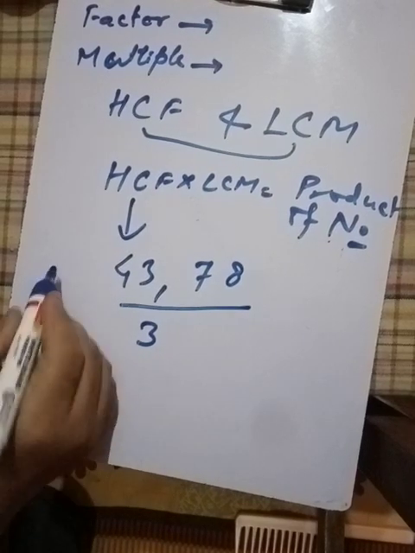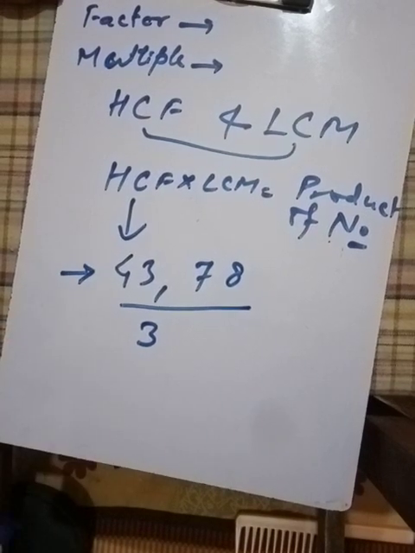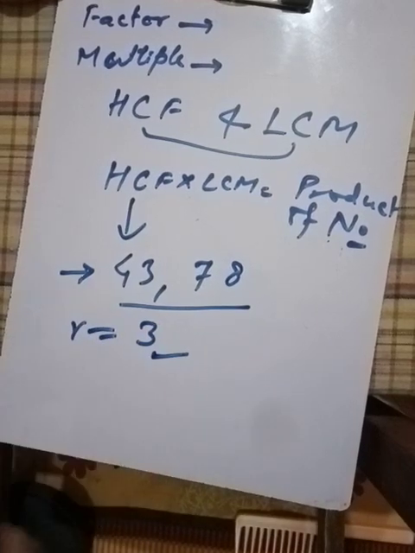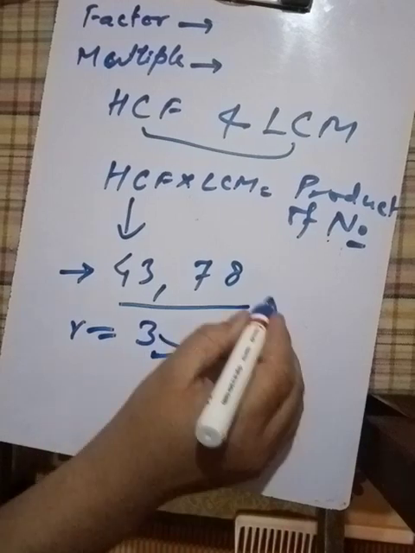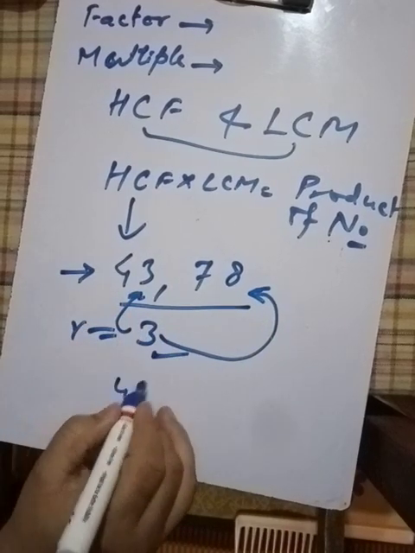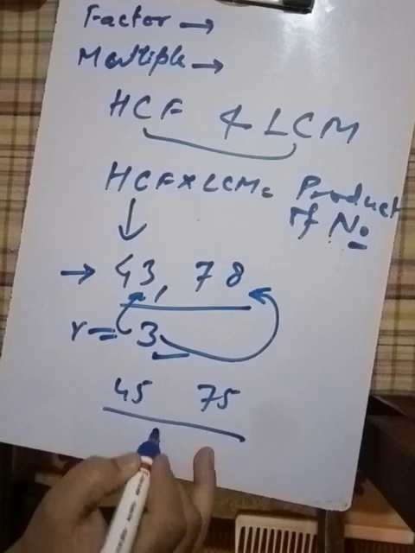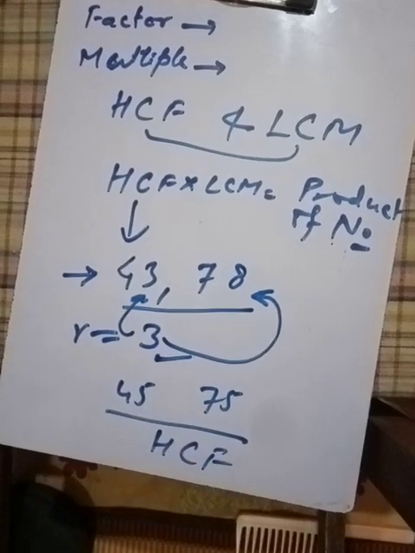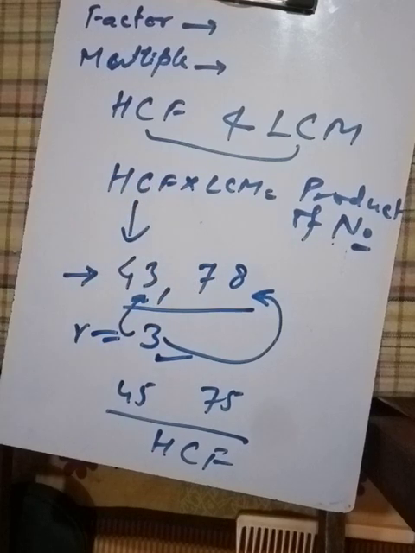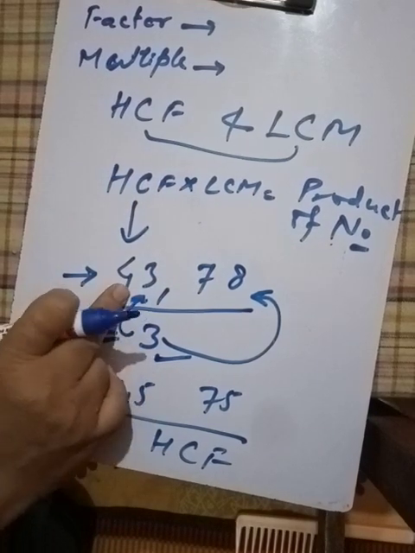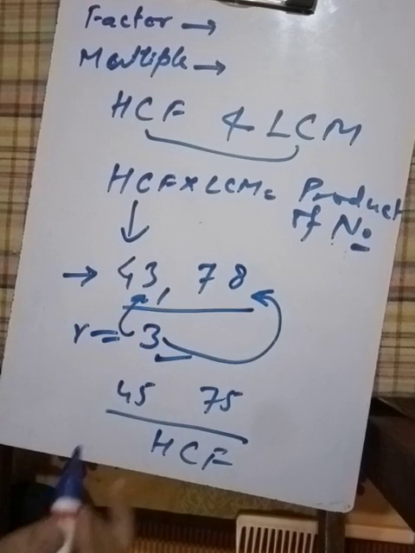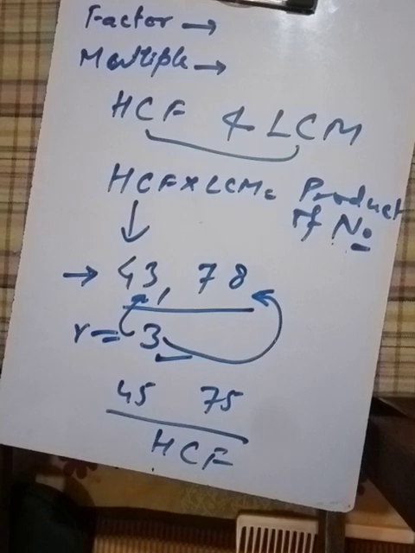Find a number which will divide these two numbers, giving remainder as 3. Then what I do, I subtract this 3 from this and this 3 from this. Whatever you are getting, 45 and 75, you will go for HCF. Why HCF? Because whatever number will divide both numbers will be smaller than or equal to those numbers. That is why this can divide this. So HCF will be the answer and we will go for HCF.